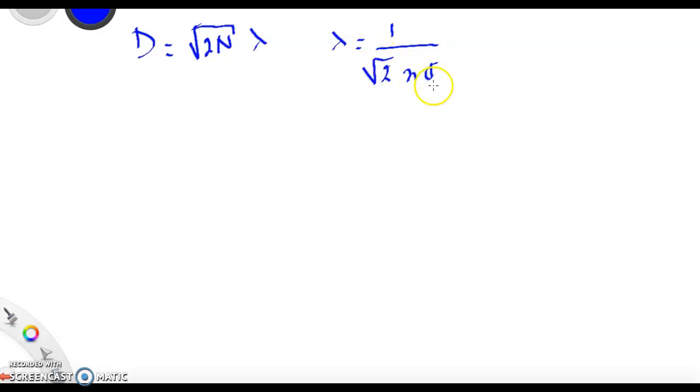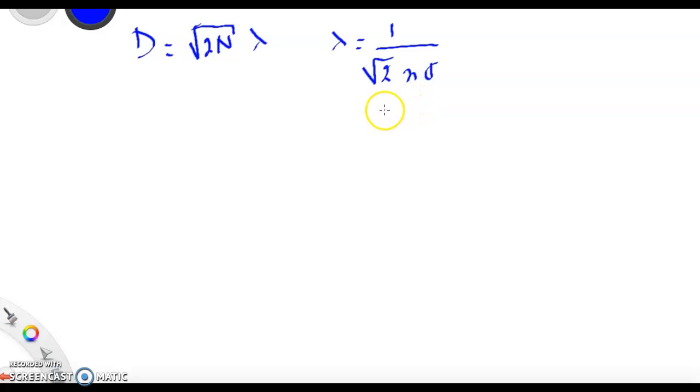We're going to look at applications now of the random walk in 3D. We've already seen that the displacement d of a particle randomly moving in a gas would be equal to the square root of 2N times the mean free path. And we've seen that the mean free path is simply equal to 1 over square root of 2 times n sigma, sigma being the cross-section of a molecule.